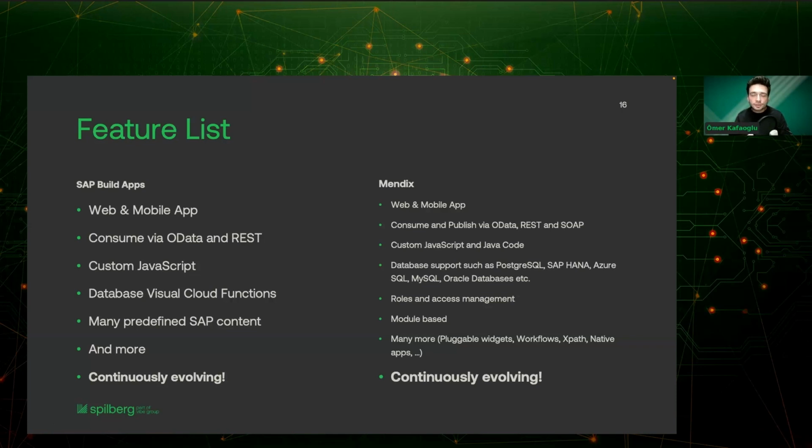As for the database, so far I understood you can build a backend with Visual Cloud Functions, where you also create your entities and attributes. There are also things called extended entities, which are a kind of database on your Business Technology Platform and can be accessed by Build Apps. What is very nice about Build Apps, and what you should really consider when evaluating your business case, is that it has a lot of predefined SAP content.